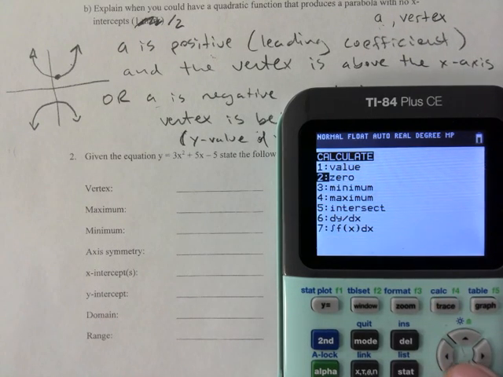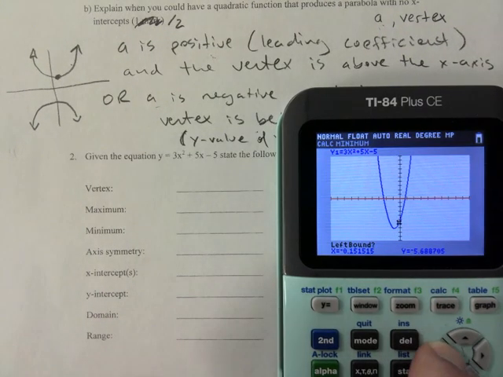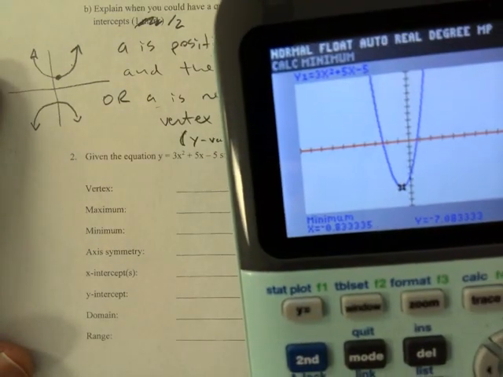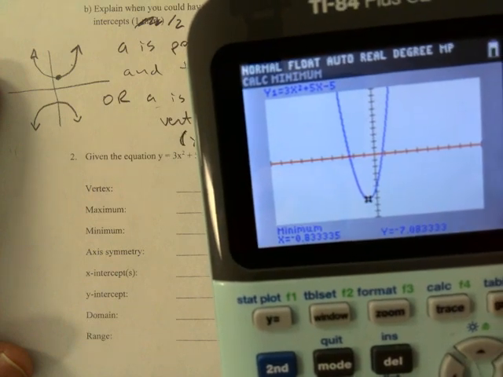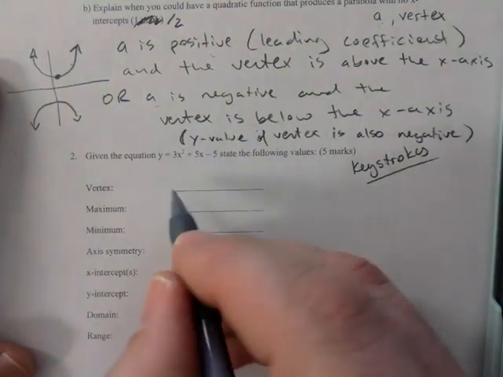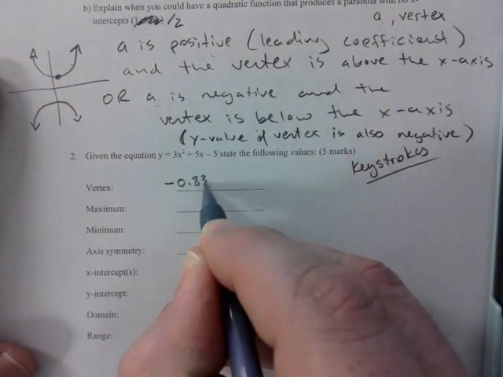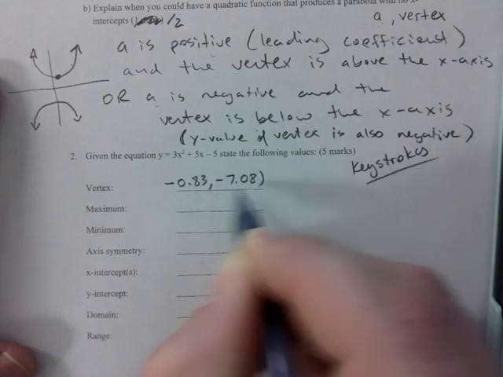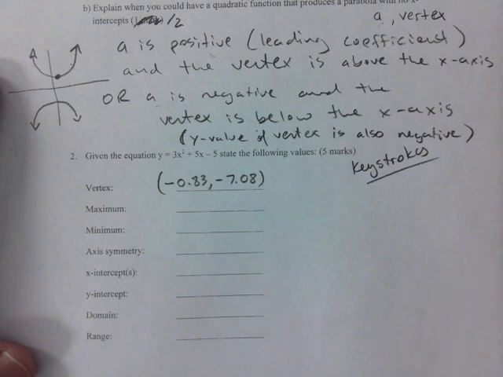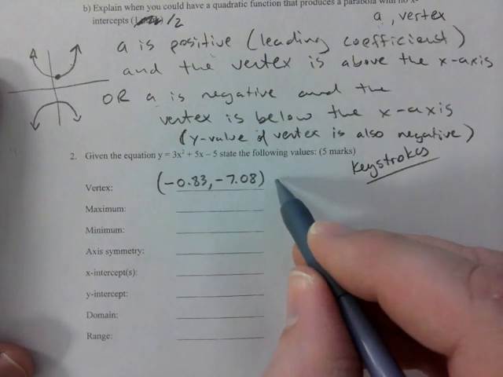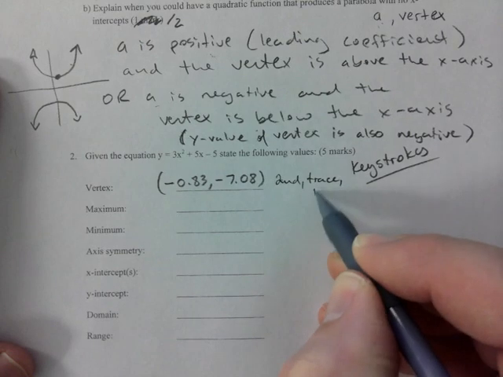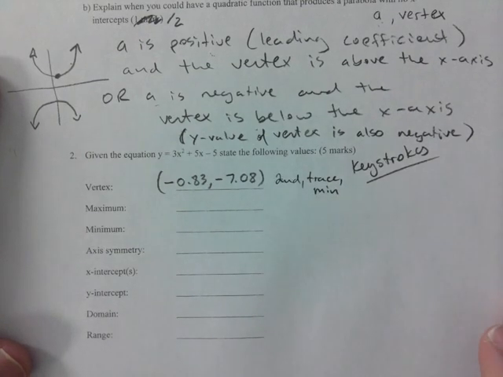It's a minimum, right? So I'm going to go to the left of the vertex, enter, right to the vertex, enter, enter. So that's negative 0.83, negative 7.08. And today we're just going to say if you didn't get it, then it's just -1, right? So we will say second trace min. Okay, that's what I pressed to get those.